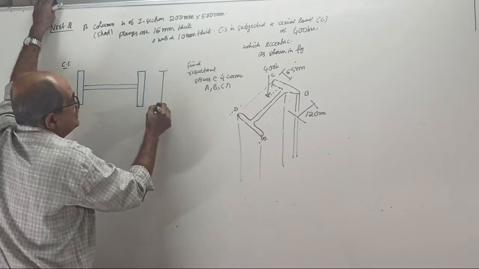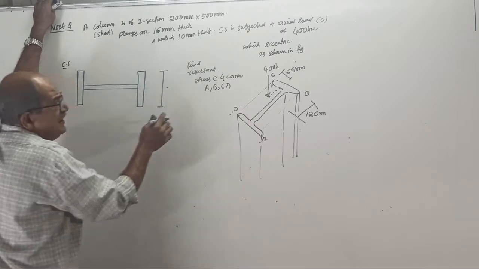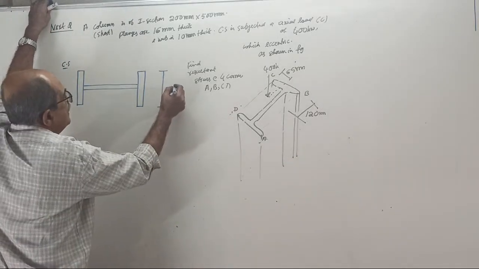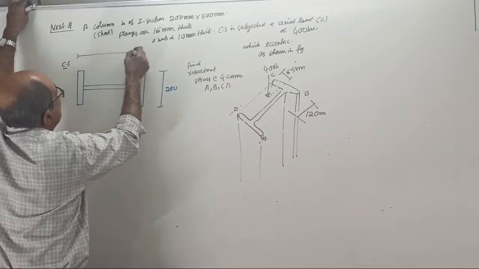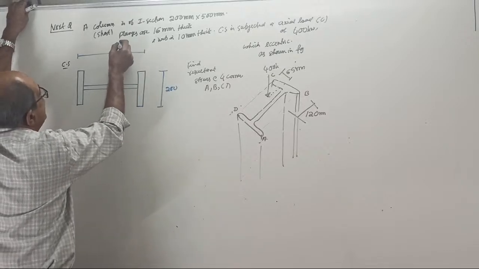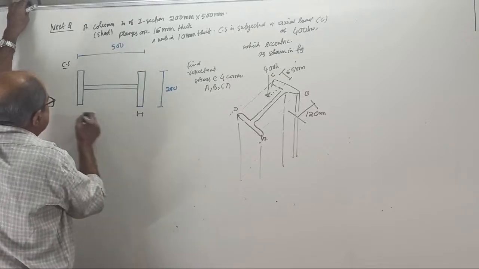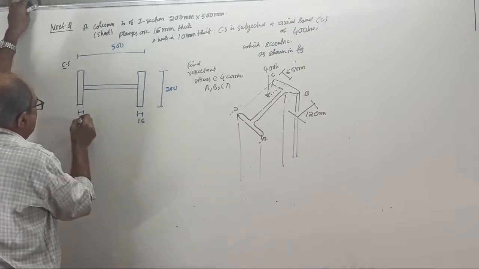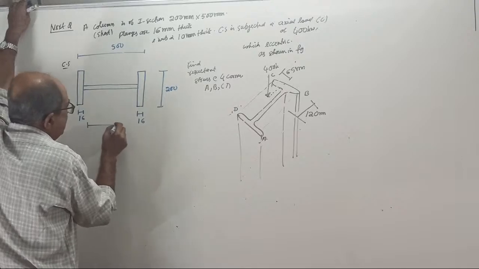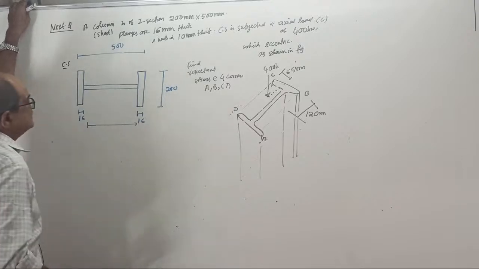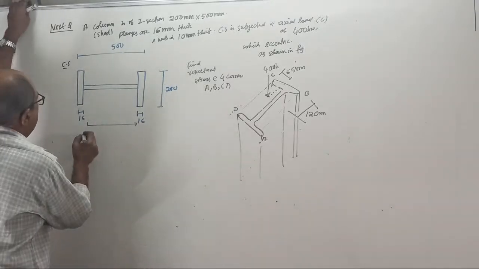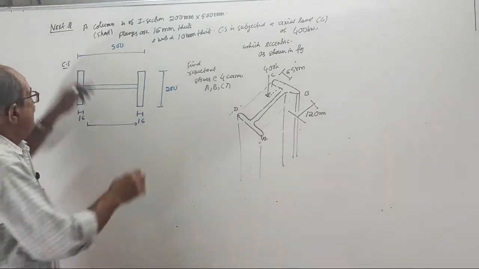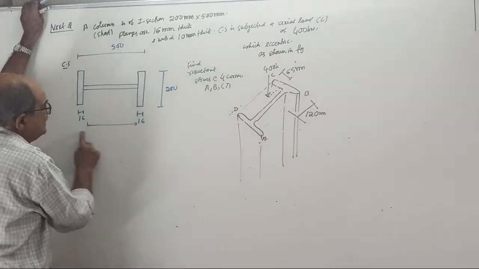See, I have deliberately turned XX to YY now. Don't bother about it. This is 200 millimeter. This is 500 millimeter. This thickness and this thickness are 16. Therefore, anybody can tell this distance fast. Total depth is 500. This is 16. What is this distance?